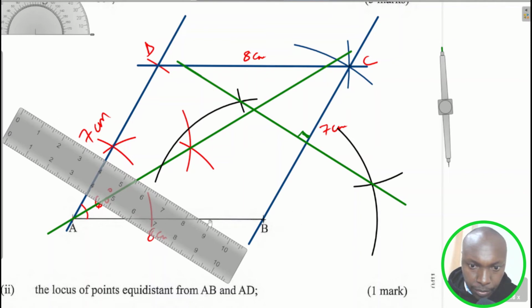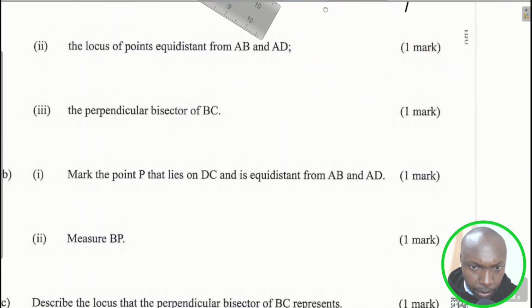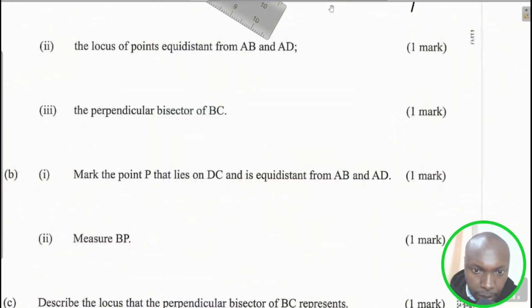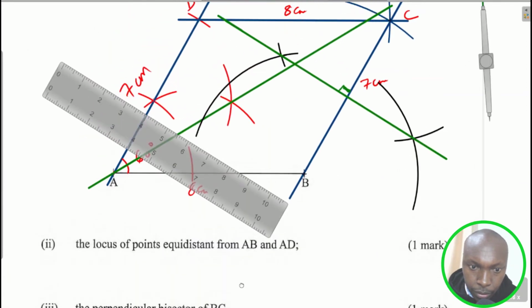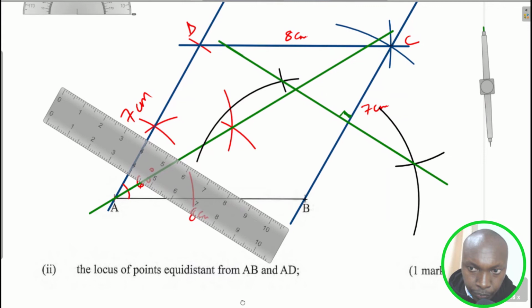Let's go to the other part, which is part B, part 1. Mark the point P that lies on DC and is equidistant from AB and AD. So P should lie on DC and should be equidistant from AB and AD. Let's go to the diagram.